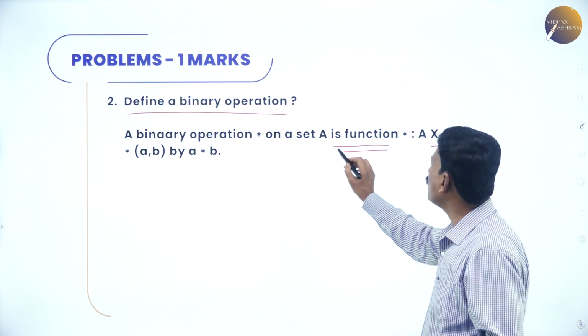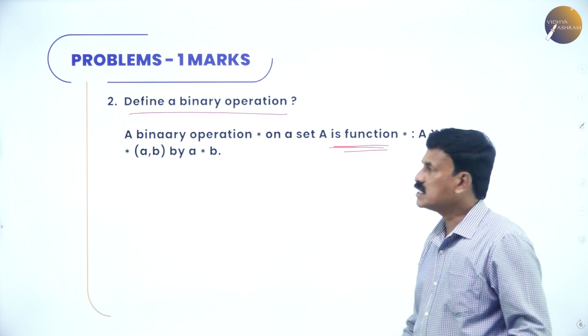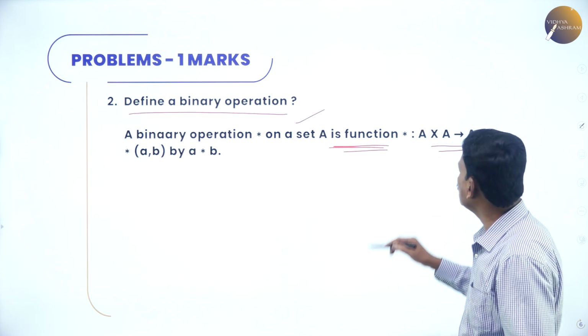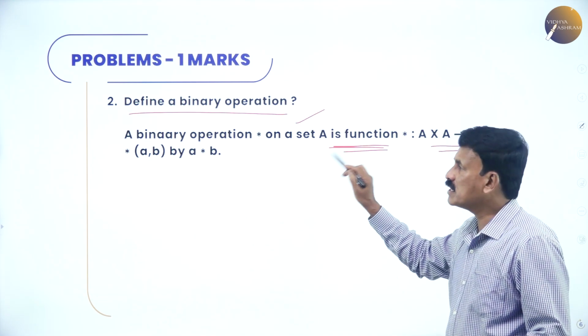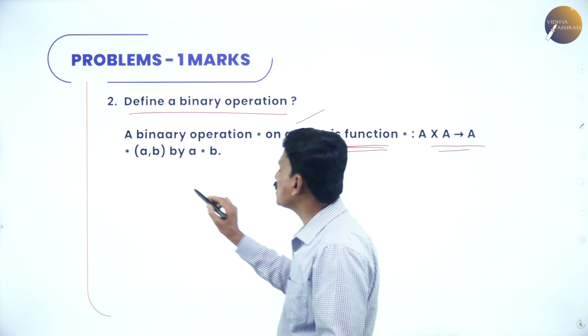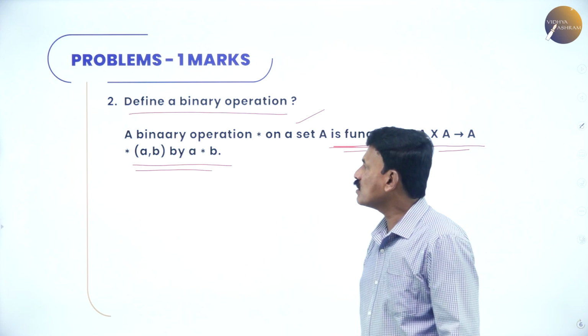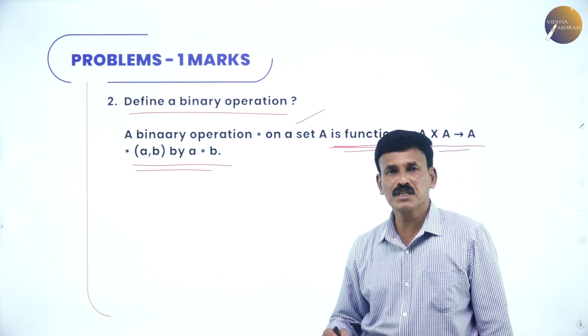It's nothing but a function star from A cross A to A. That is, a binary operation star on a set A is a function star from A cross A to A, and it is denoted, star A comma B, by A star B. This is a very important definition.